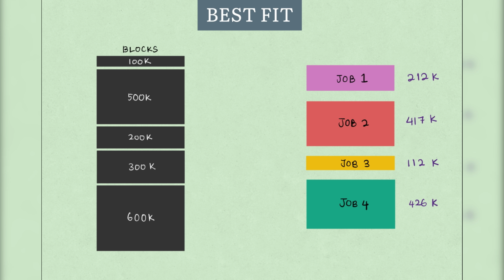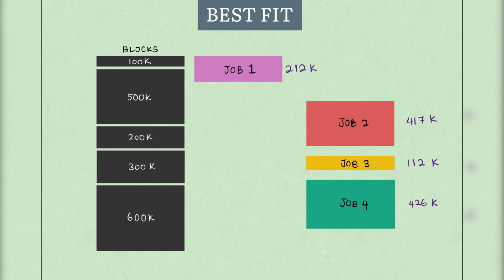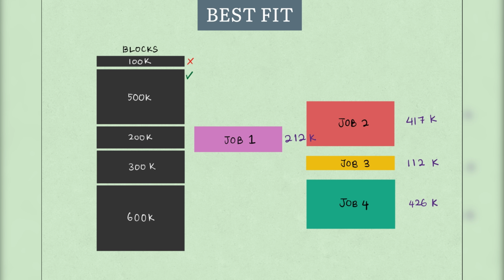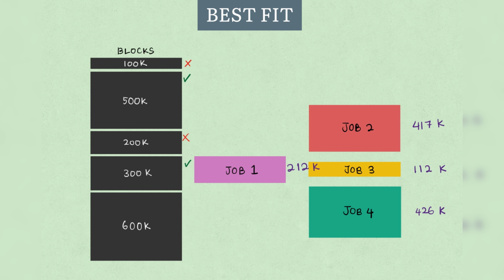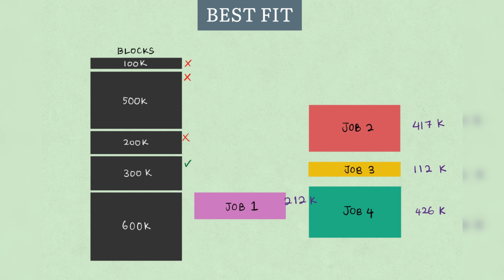First, we take job 1 and compare it with block 1, but it doesn't fit. So we move to the next block, which is 500K in size. Therefore, it can fit the job. This is the best block for now. Then we move to the next block and it doesn't fit. So we move to the fourth block and it fits. Since 300K is less than 500K, block 4 is now the best block. Then we check the last block. Yes, it fits, but it is not the best block as it is larger than block 4, which is 300K. Therefore, we allocate job 1 in block 4.